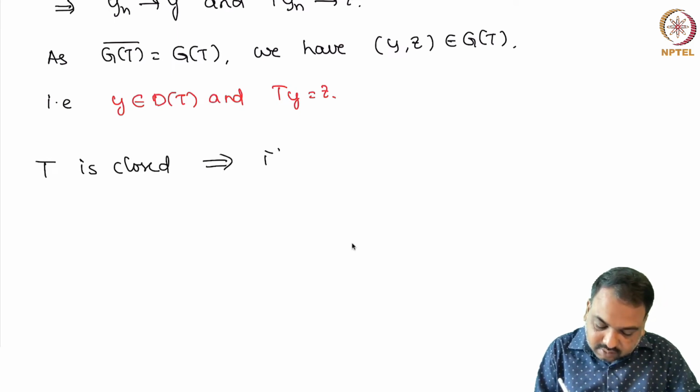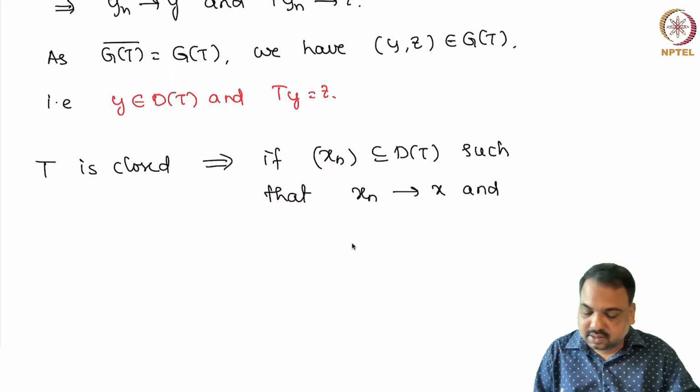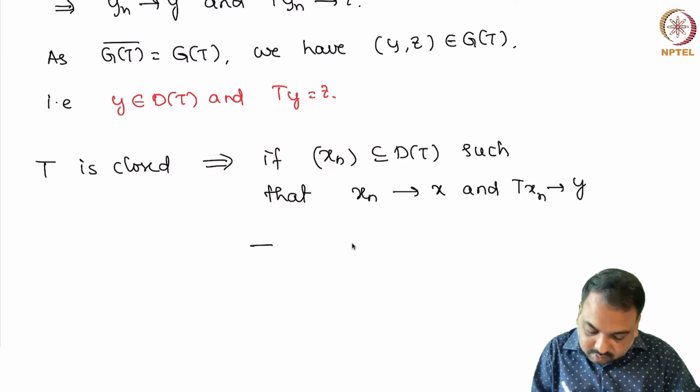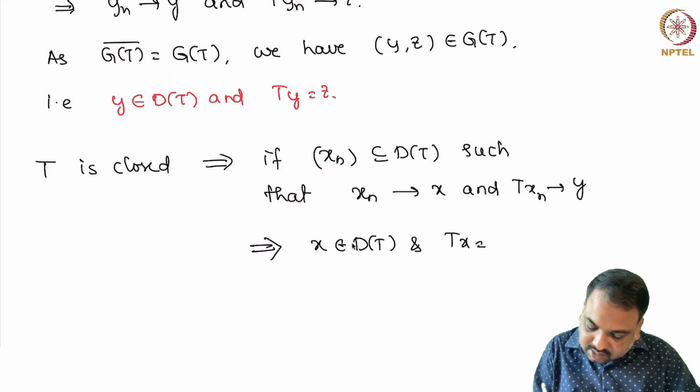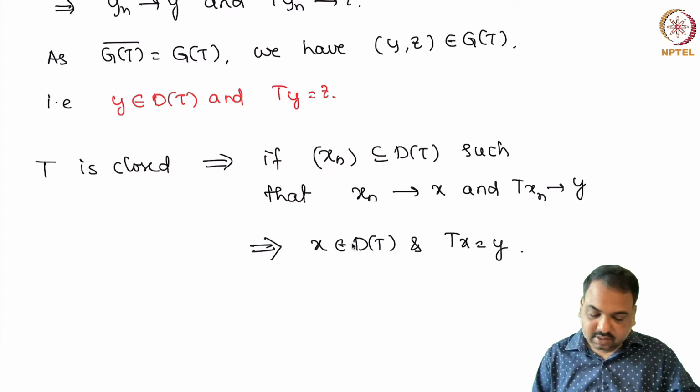implies that if xn is any sequence in the domain of T such that xn converges to x, and earlier we have seen that zn is nothing but Tyn, so here Txn converges to y, implies x is in the domain of T and Tx is y. So T is closed implies this condition.